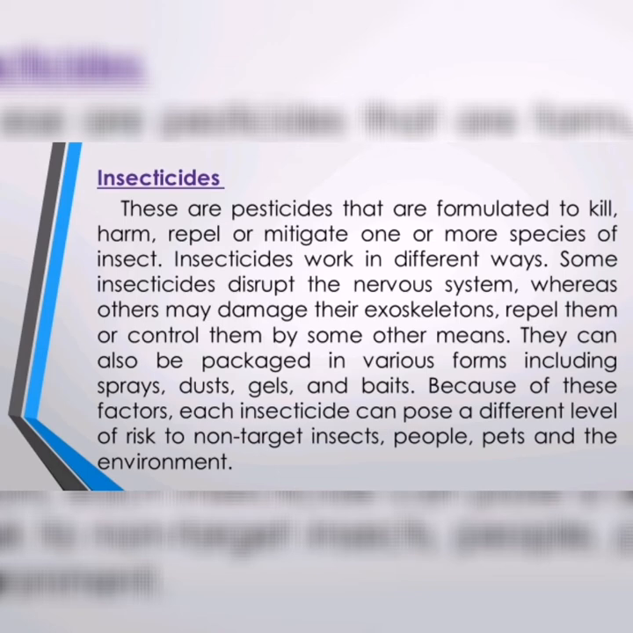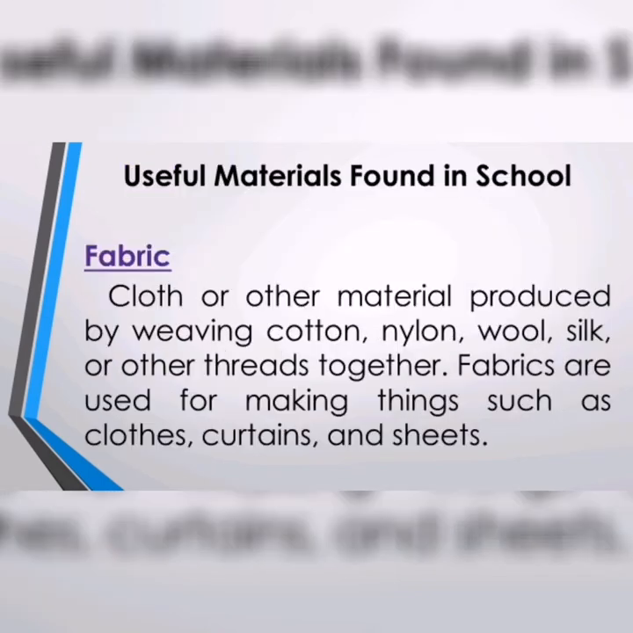Some insecticides disrupt the nervous system, whereas others may damage their exoskeleton, repel them, or control them by some other means. They can also be packaged in various forms including sprays, dusts, gels, and baits. Because of these factors, each insecticide can pose a different level of risk to non-target insects, people, pets, and the environment. Useful materials found in school.